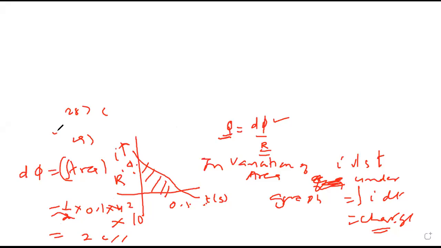Very important sum. So in variation of I versus t, area under graph equals I dt, which is called charge. Please remember this.